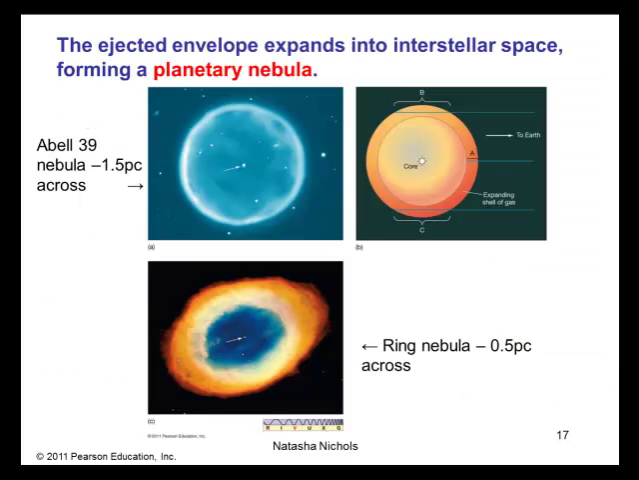The ejected envelope expands into interstellar space, forming this planetary nebula, and the picture shown in frame A is the Abell 39 nebula, which is about 1.5 parsecs across. This is a classic planetary nebula, and it's shedding out a spherical shell, and you can see what was responsible for that right at the location of the arrow.